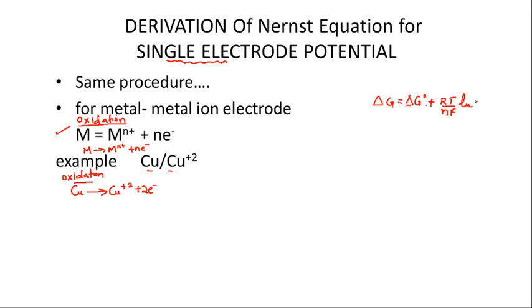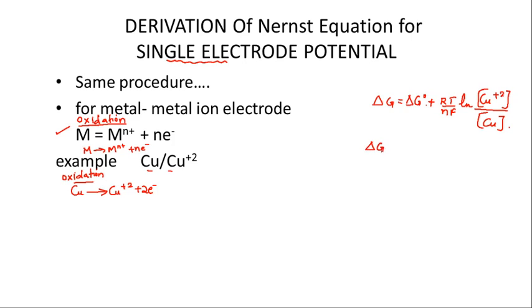here while writing, how will you write? Log of concentration of the product. So it is concentration of Cu2+ divided by concentration of the reactants. And then you continue with the derivation.